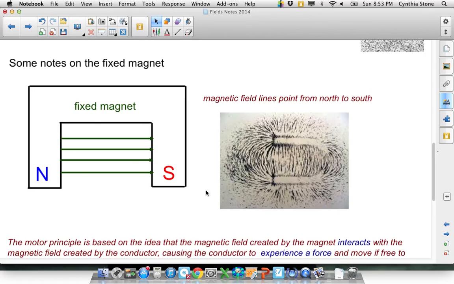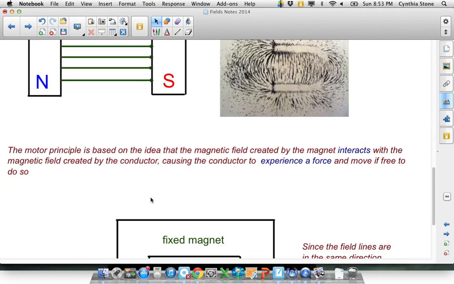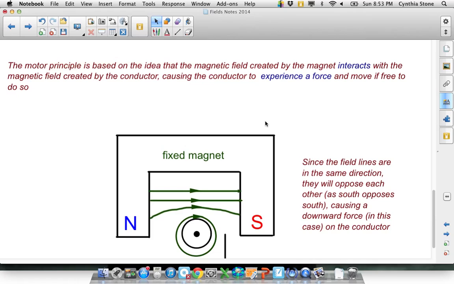In the fixed magnet, the field always points south, and this is just a picture of what iron filings would look like. Of course, iron filings don't have an arrow on them to show you what direction they're pointing, but there is a definite direction to magnetic force fields. The idea behind the motor principle is that those two magnetic fields interact with each other, causing the conductor to feel a force.